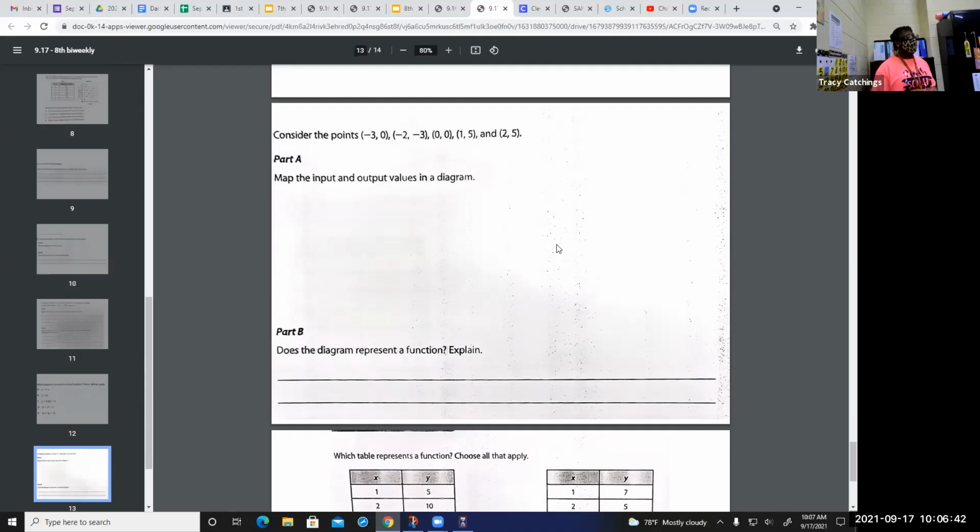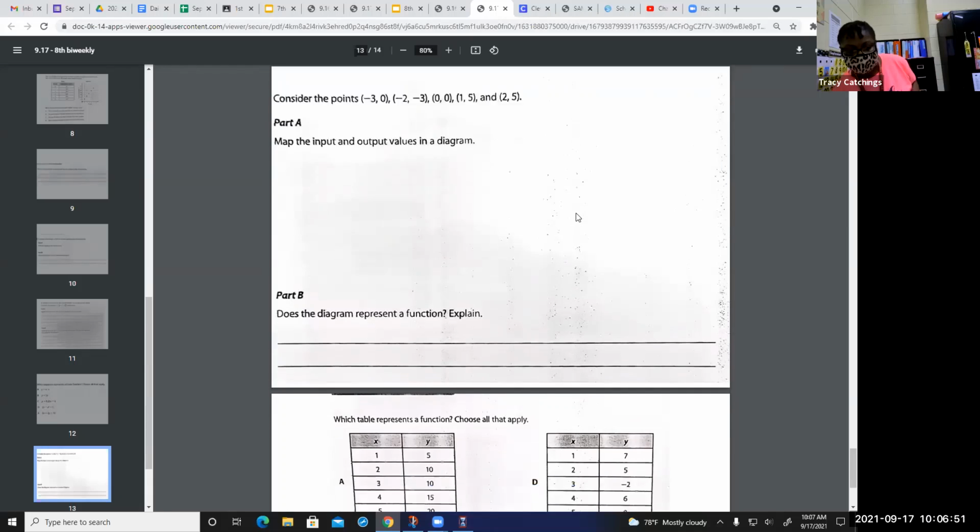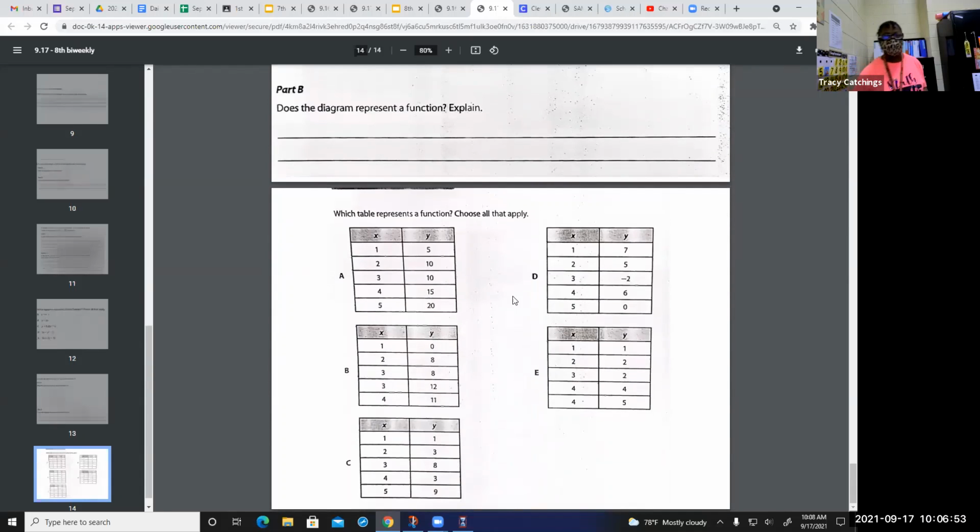Now remember, a function has 1 x for 1 y. A linear function has to make a what? A straight line. And then that last one, they gave you tables, and once again, they want to know, is it a function? That's when the x does not what? Start with R. Repeat. So just remember, x cannot repeat.